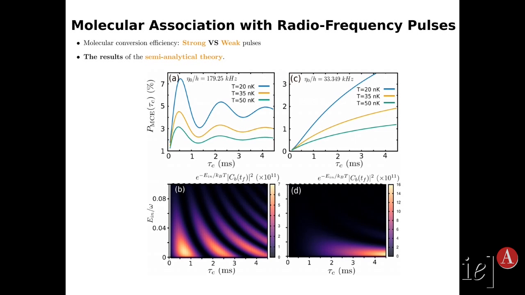These are the same conditions. The only thing we've lost by doing a rotating wave approximation is the fast oscillations due to the interference between the one photon and two photon spectra. And this shows the qualitative difference for a very weak drive versus a stronger drive.